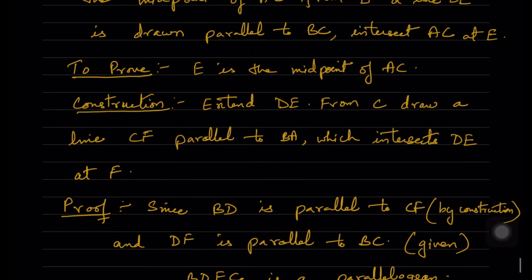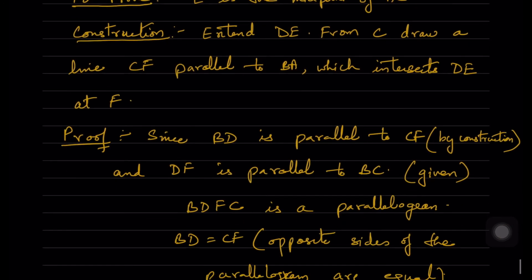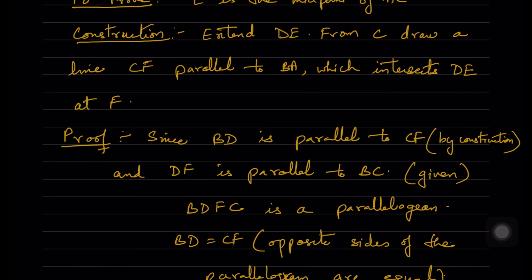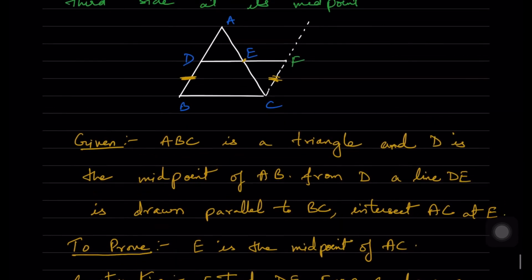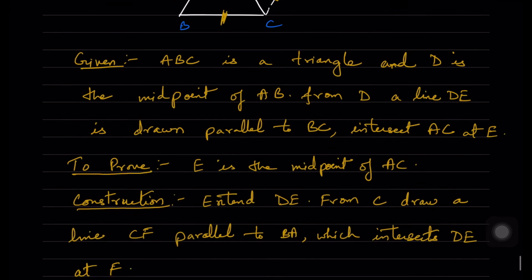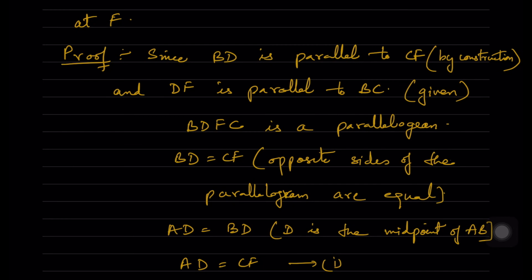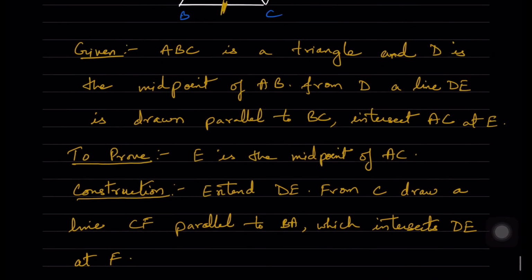Since BD is parallel to CF, these two lines are parallel. It's given to us. Therefore, what can we conclude? DF is parallel to BC. These two are parallel here. So BDFC is a parallelogram, and since BDFC is a parallelogram, the opposite sides of a parallelogram are equal.